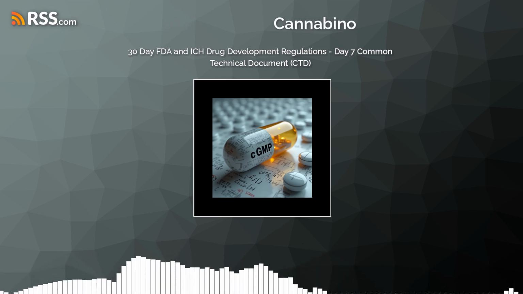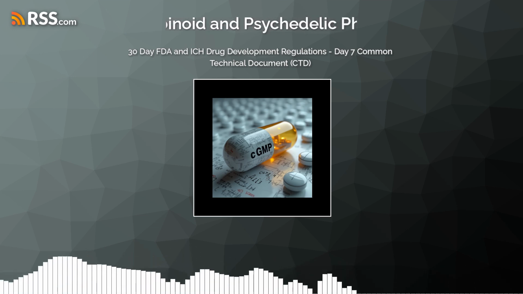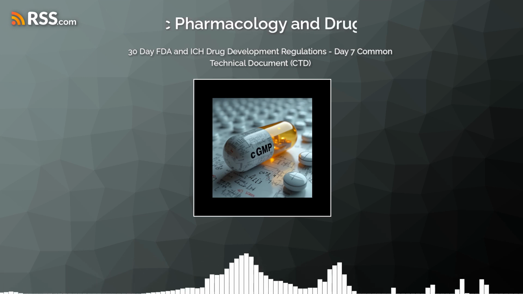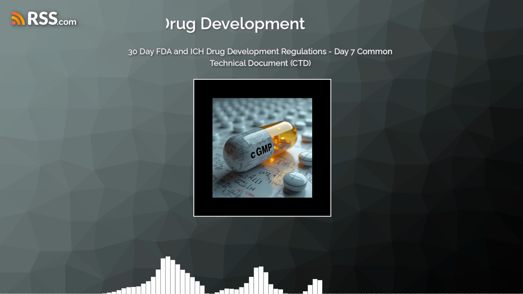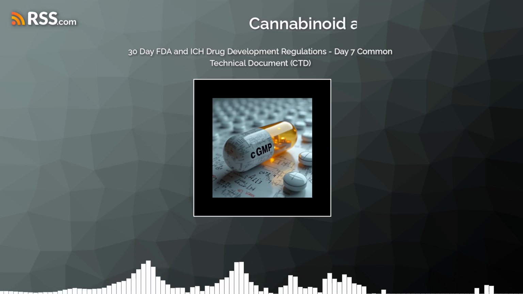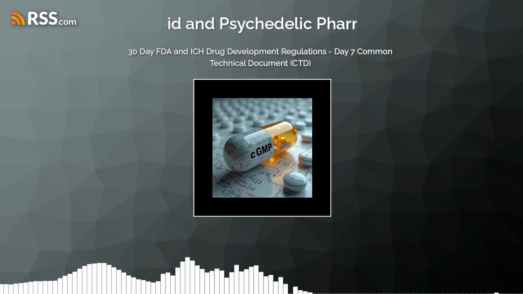So the CTD establishes a universal format. But how does it actually work? I've heard it's set up in modules. Can you unpack that a bit? Definitely. Think of the CTD as a really organized filing cabinet with 5 main drawers, or modules. Each module serves a specific purpose and presents the information in a consistent way. So I'm picturing these 5 drawers. What goes in each one?